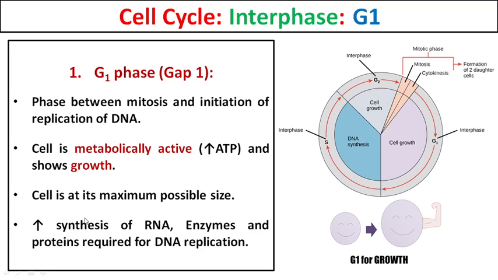Here, there is increase in synthesis of RNA, all types of RNA. It could be mRNA, messenger RNA, tRNA, transfer RNA, and rRNA, that is ribosomal RNA. All of these RNAs will increase. Then, because the number of mRNA is increasing, the enzyme and protein production will also increase. So you will get more and more proteins, more and more enzymes. What are these enzymes and proteins required for? They are required for DNA replication.